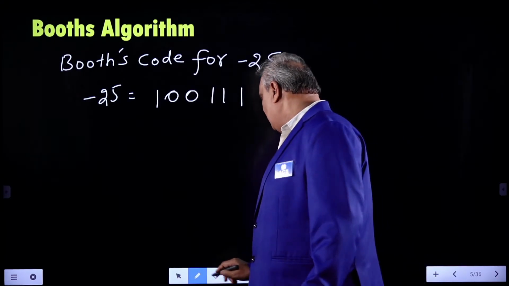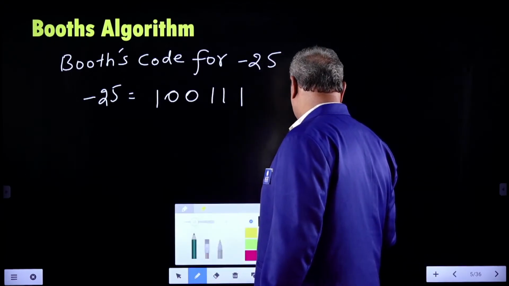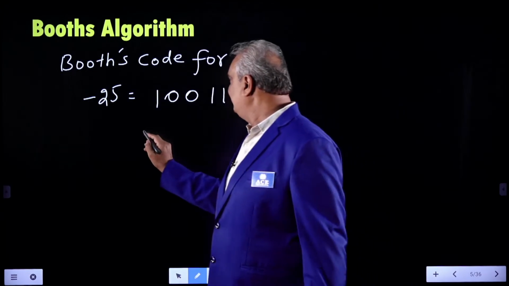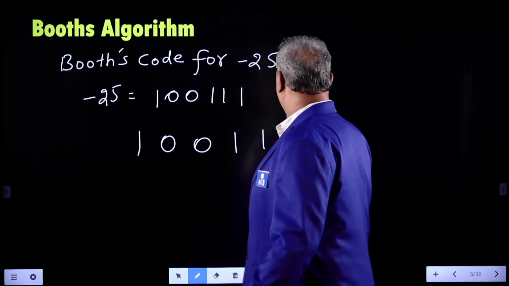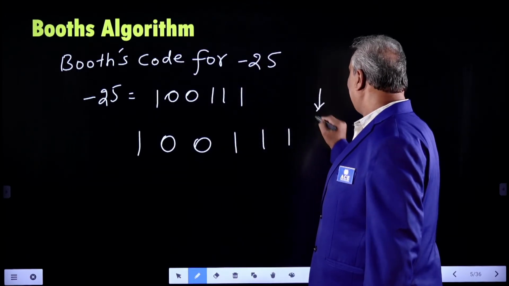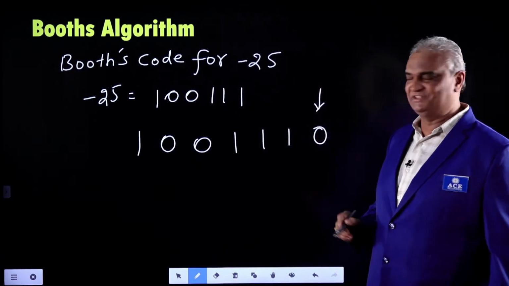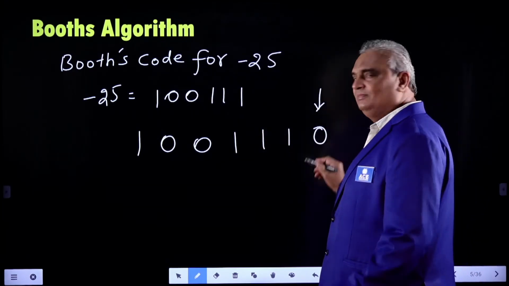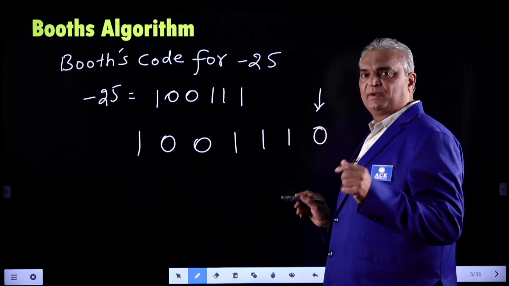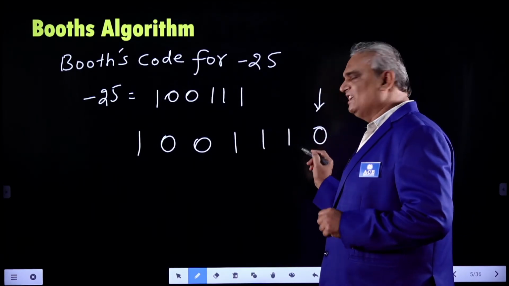Now, how to generate Booth's code for this? For generating Booth's code, with the bits 1, 0, 0, 1, 1, 1, you take one special bit. Always that special bit is 0. Scan successive bits. Scanning will start from the LSB onwards.